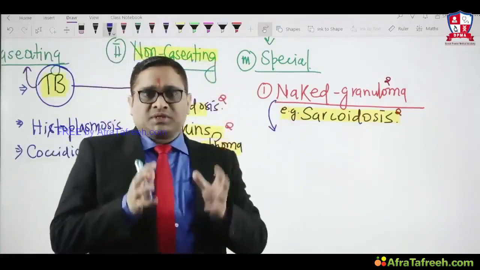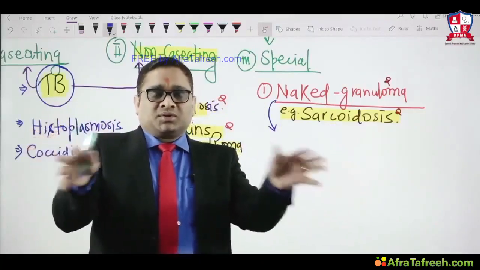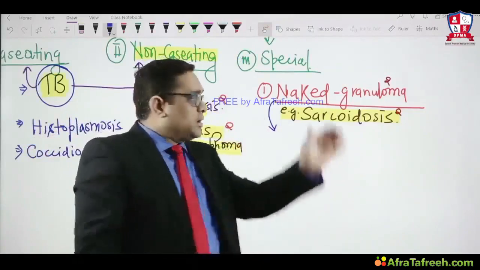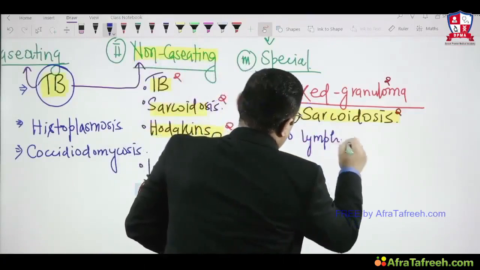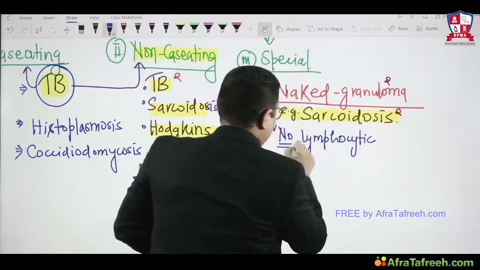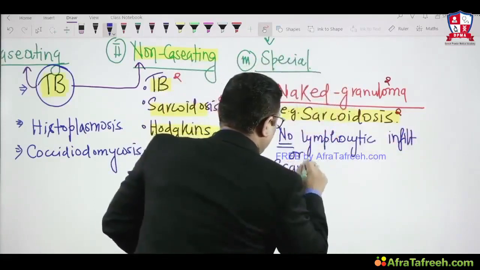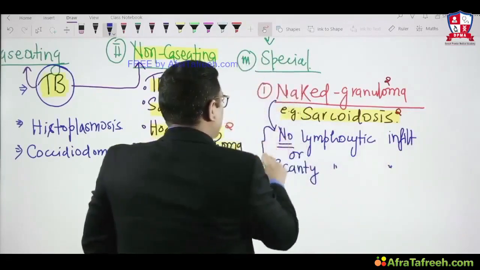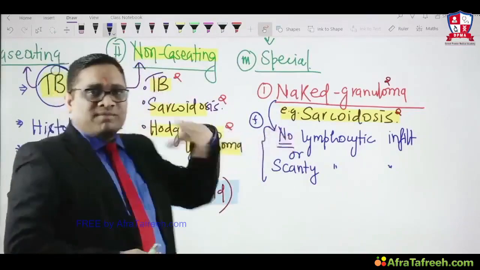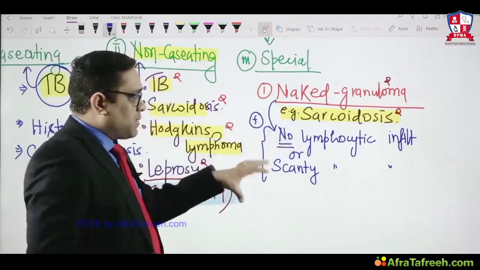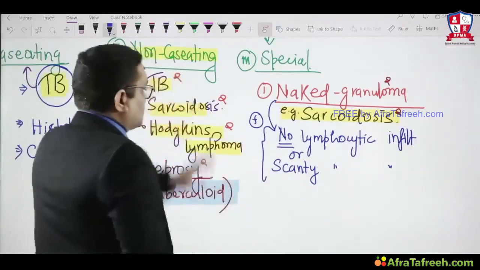Because if you remember, I said the definition of granuloma is epithelioid cells in the center surrounded by a collar of lymphocytes, accompanied by multinucleated giant cells. So out of these components, which will be absent in naked granuloma? In naked granuloma, there will be no lymphocytic infiltrate. That collar of lymphocytic infiltrate will be absent. Either no lymphocytic infiltrate, or scanty lymphocytic infiltrate will be there. That is another important future MCQ which the examiner can repeat in the exam. So in naked granuloma seen in sarcoidosis, that collar of lymphocytic infiltrate will not be seen, or you will see only one or two lymphocytes in those areas. That's all. So this is the naked granuloma.